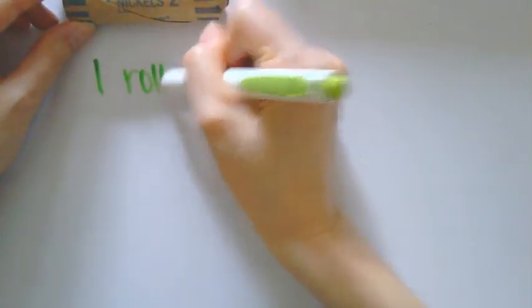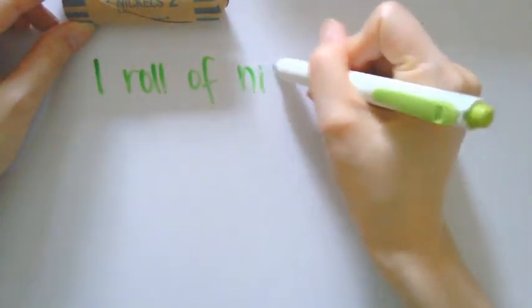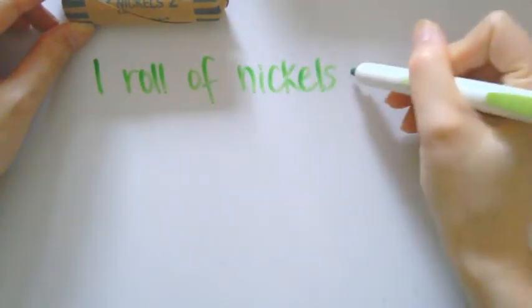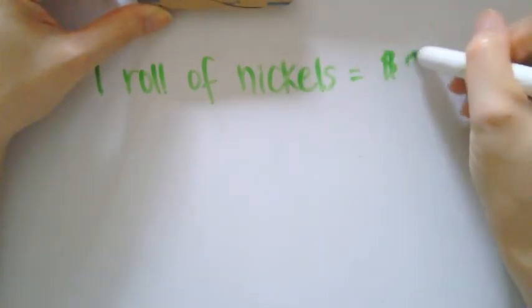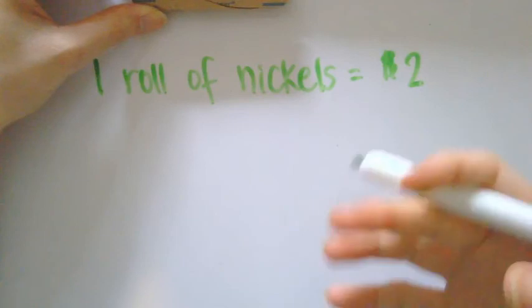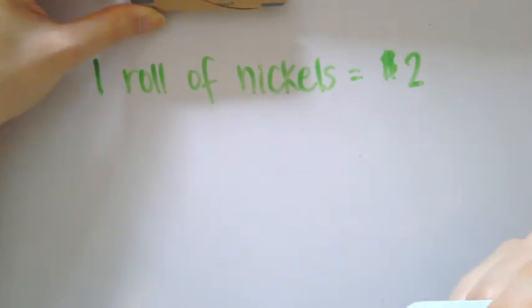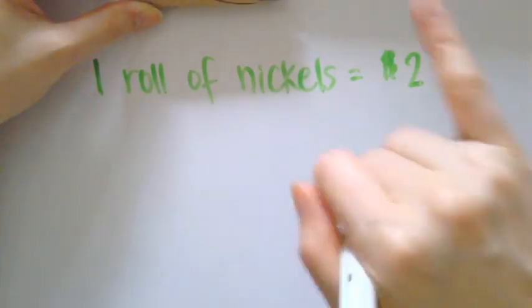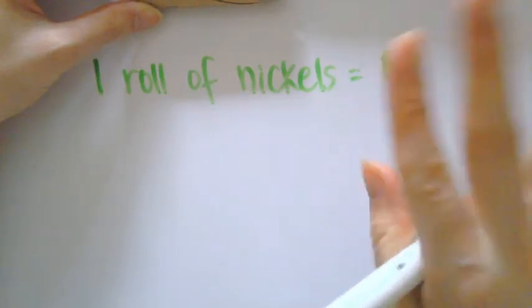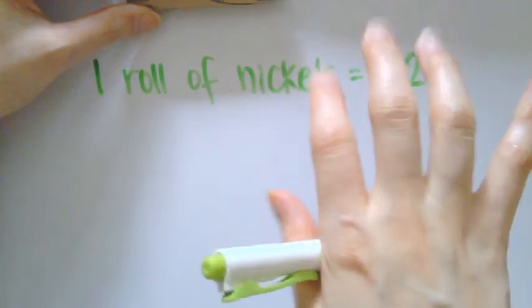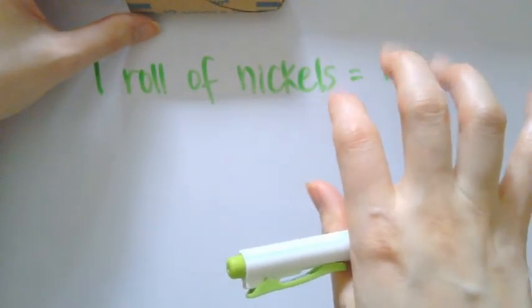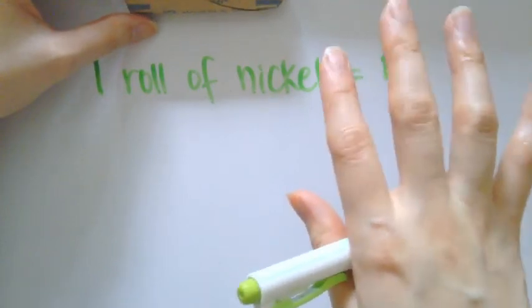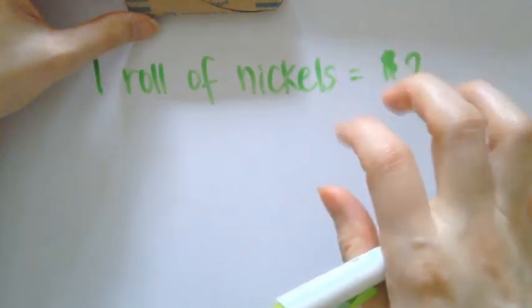Okay, so I know that 1 roll of nickels equals, I see that it says $2 on there. $2 would be how many nickels though? You're already thinking 5, 10, 15, 20, 25. Okay, so thinking about quarters now. 25 is 1/4 of a dollar. So if it's 1/4 of a dollar, how many of those would we need?